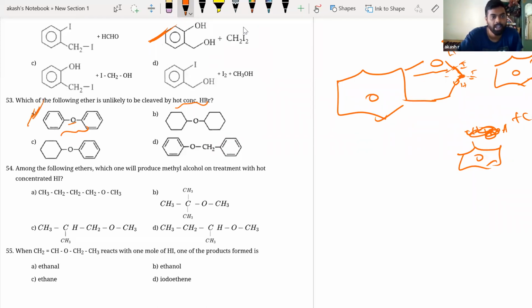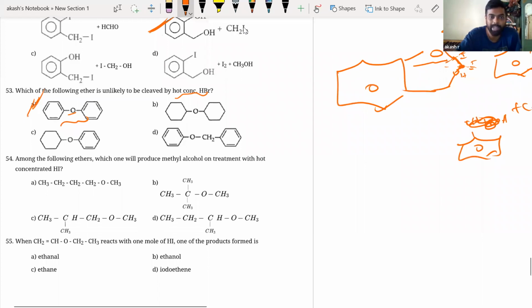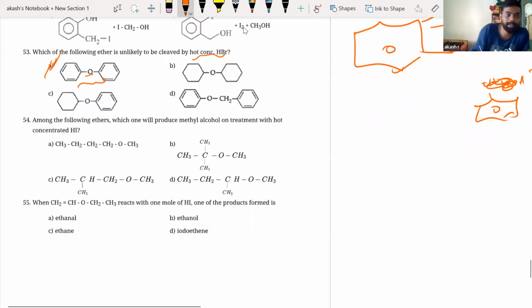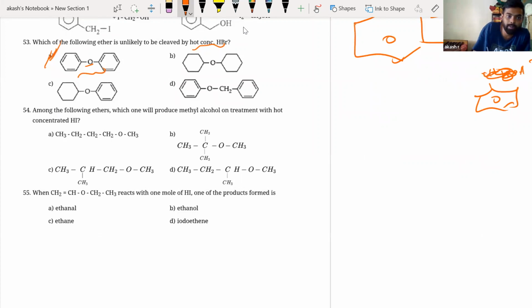Next, among the following ethers, which one will produce methyl alcohol on treatment with this? Now, this would have formed methyl iodide. Yes, this will form methyl alcohol, because this is tertiary. I will come here and H will come here. This is the answer. B is the answer.